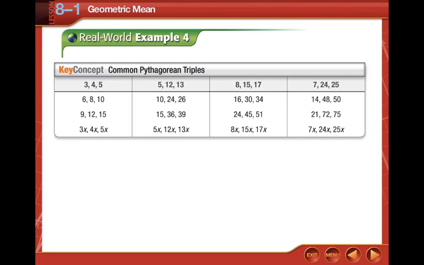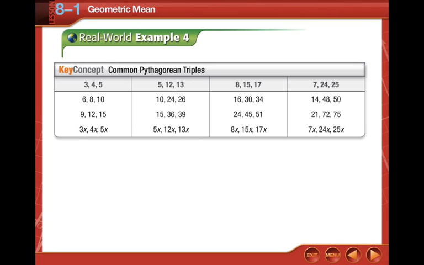So these are Pythagorean triples. These are basically right triangles that come out with nice, even, pretty lengths for their sides. 3, 4, 5; 5, 12, 13; 8, 15, 17; and 7, 24, 25.